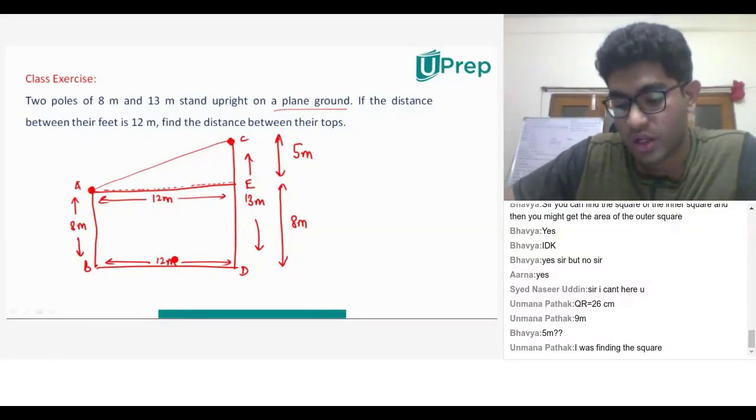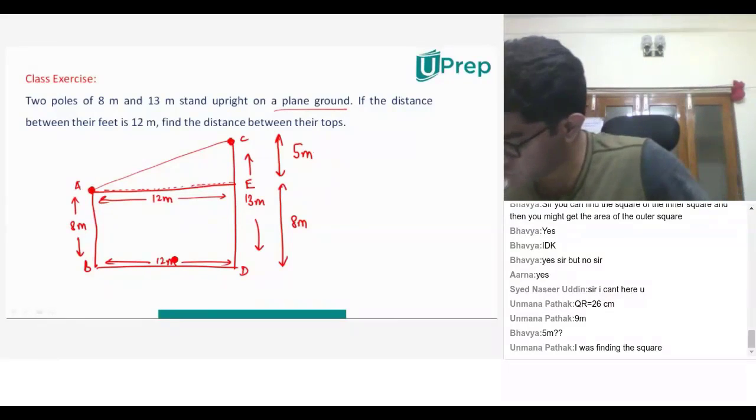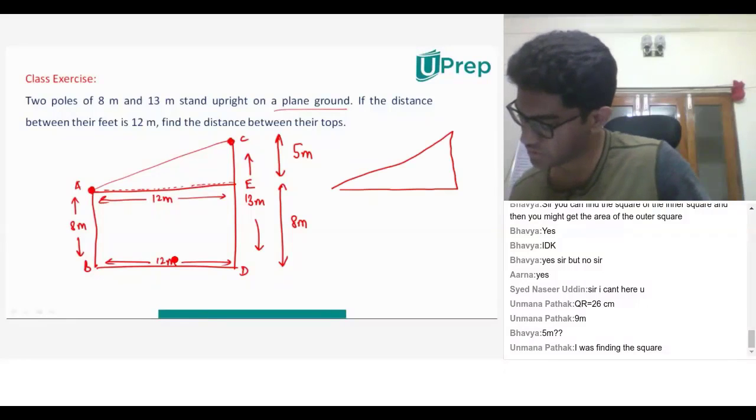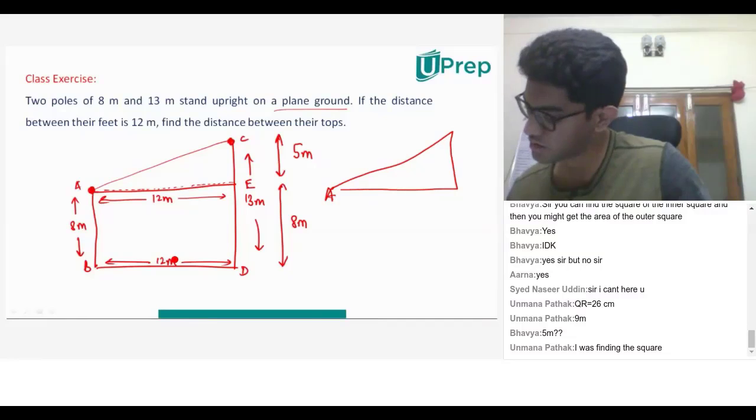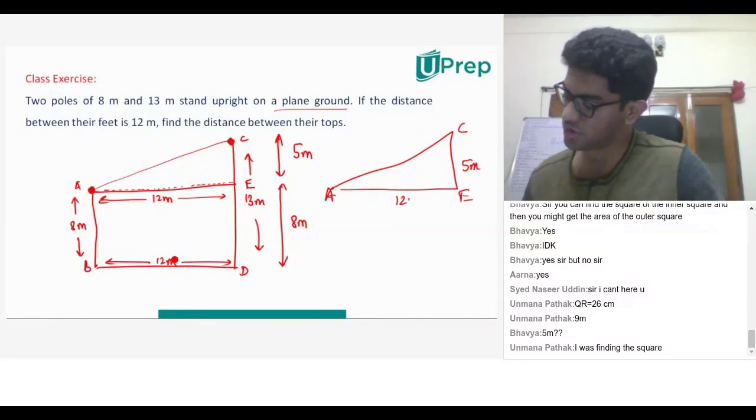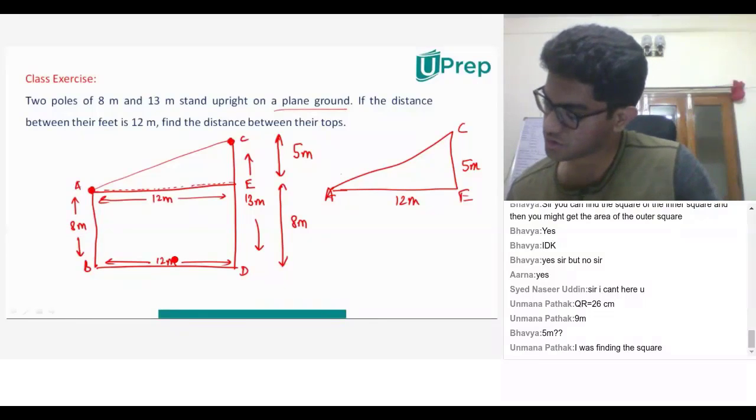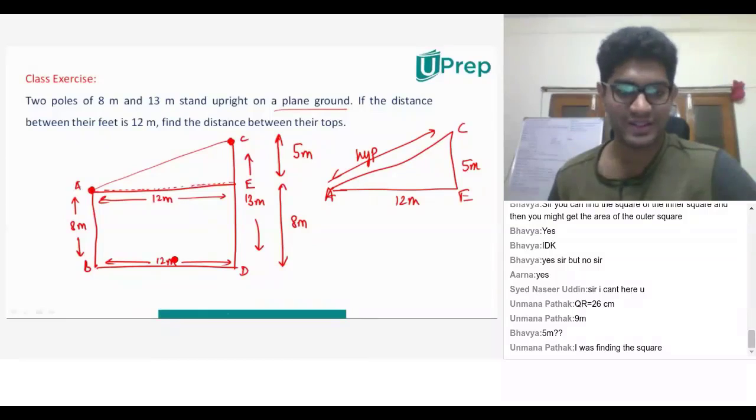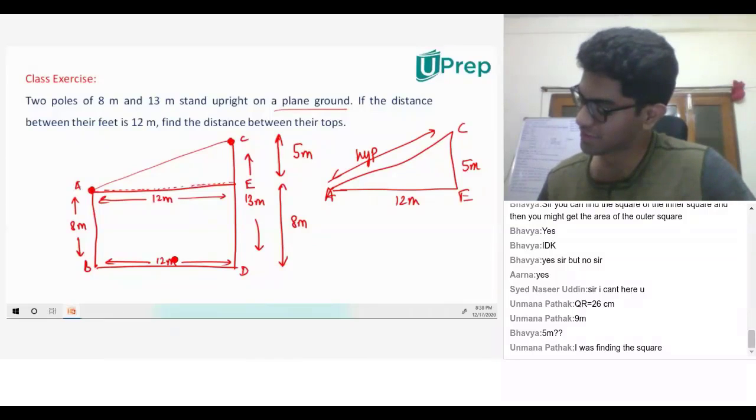Okay. Now what am I supposed to look at? I am only supposed to look at this. What is this? A, B, C. 5 meters, 12 meters. What is this? Hypotenuse. What is it? 12 square.